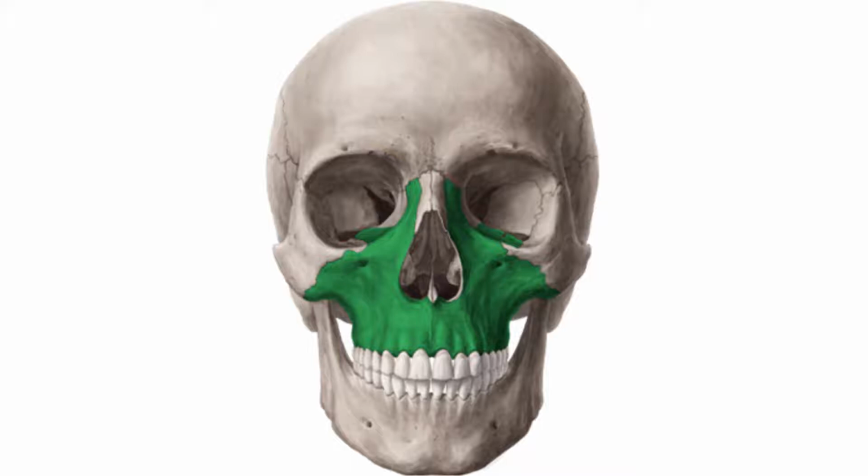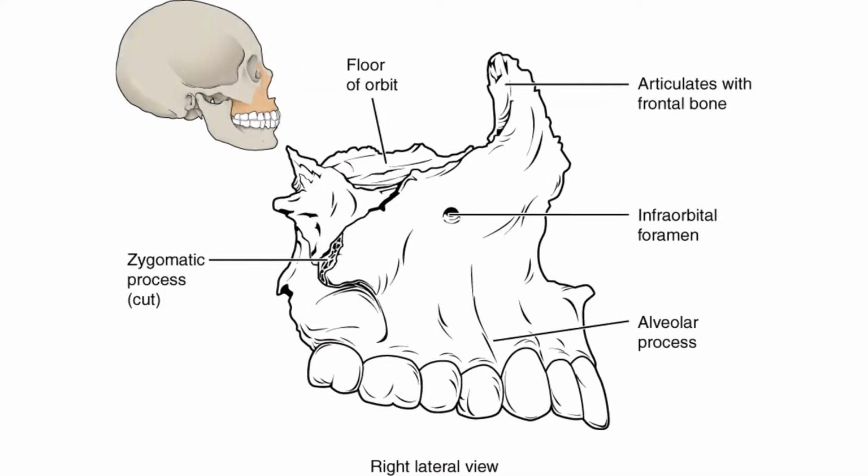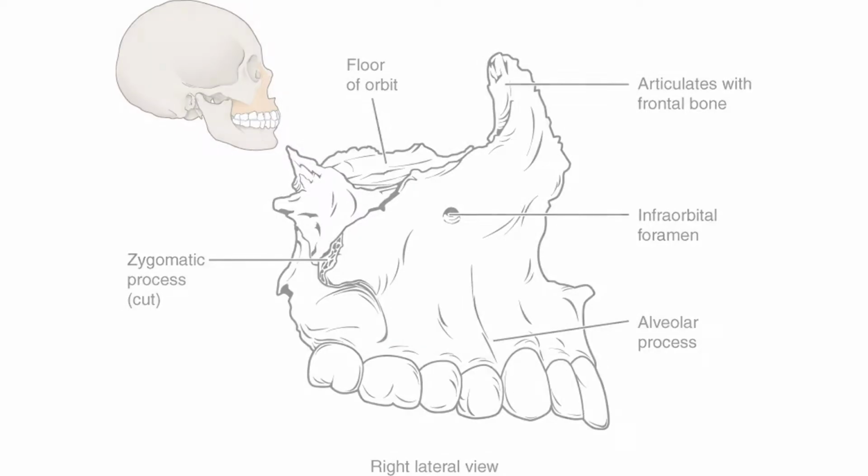The maxilla develops postnatally entirely by intramembranous ossification. Since there is no cartilage replacement, maxillary growth occurs in the following ways: by apposition of bone at the sutures that connect the maxilla to the cranium and cranial base, by surface remodeling, and by passive displacement from its articulation with the cranial base.